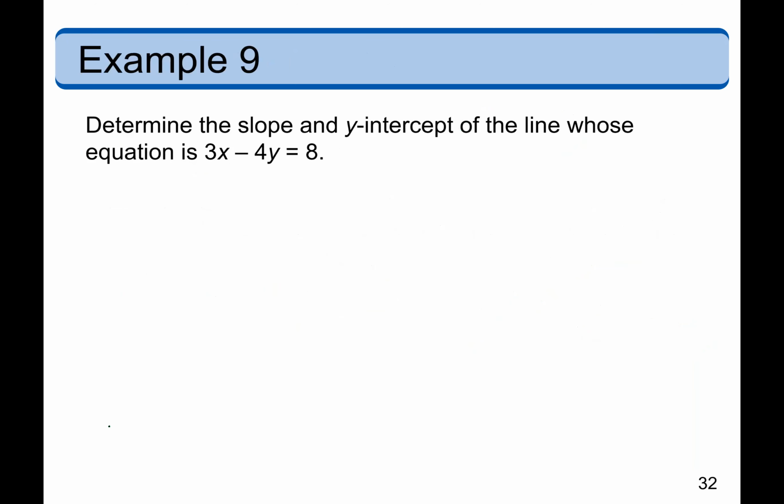Okay, so now let's take a look at this. Determine the slope and the y-intercept of the line whose equation is this. You are given the equation of the line, but it's not in slope-intercept form. That means we need to do a conversion here. So you're taking the equation and turning it into slope-intercept form by getting y by itself, meaning you're solving for y. Here the key thing is solving for y.